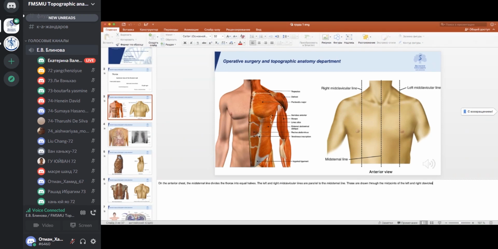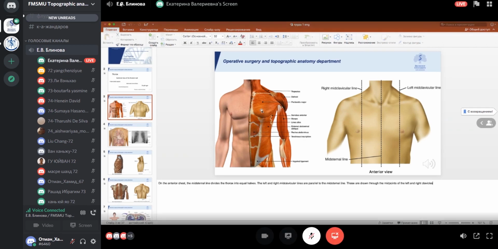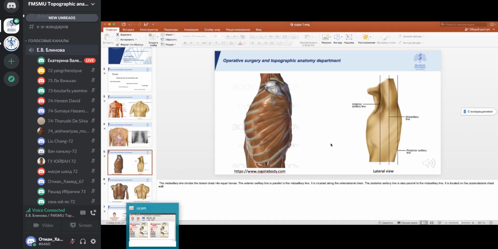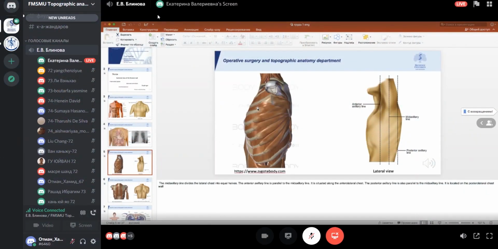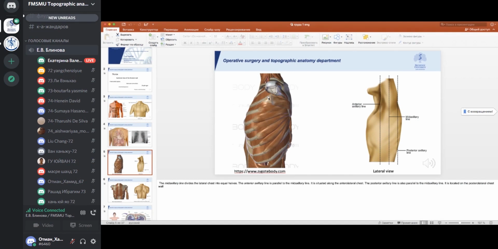The thoracic wall has walls, cavity, and contents of the cavity. The walls: anterior thoracic wall and posterior thoracic wall. Layers: skin, subcutaneous tissue, superficial fascia, proper fascia. Proper fascia covers the pectoralis major muscle and pectoralis minor muscle. After that, serratus anterior superior, serratus anterior inferior, and the intercostal space. The intercostal space is located between the inferior margin of one rib and the superior margin of the next rib.